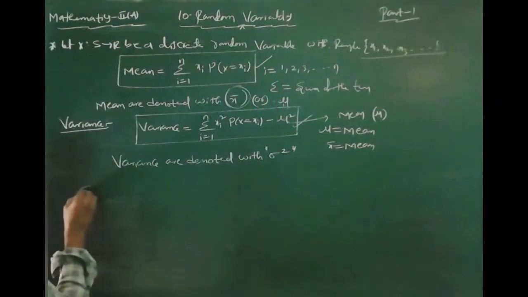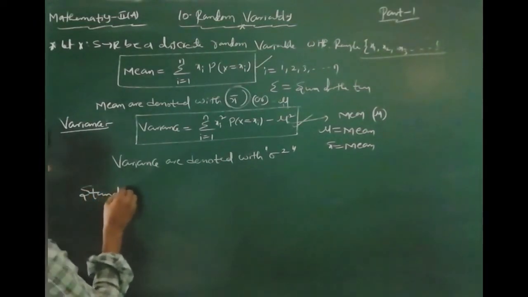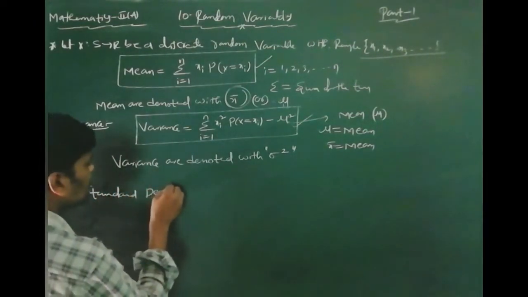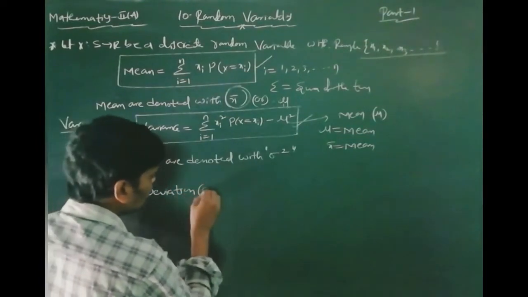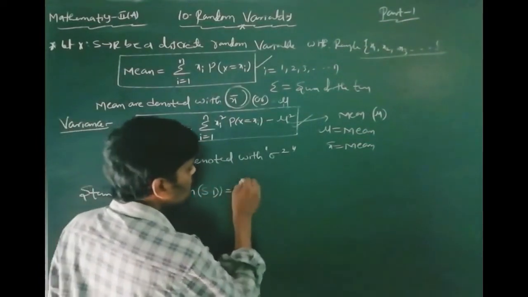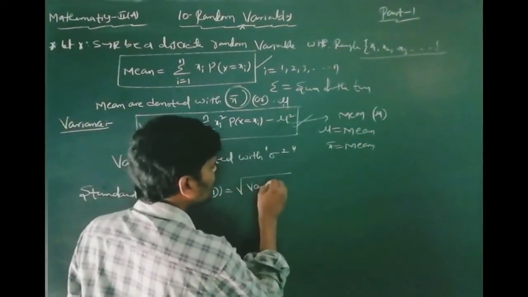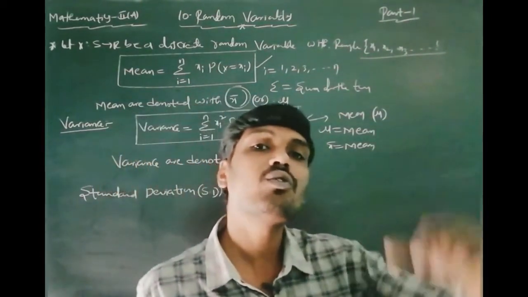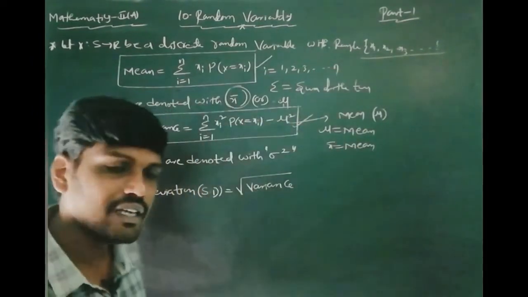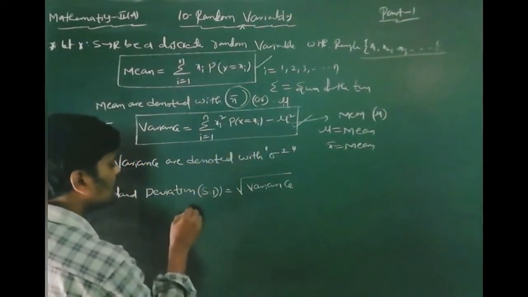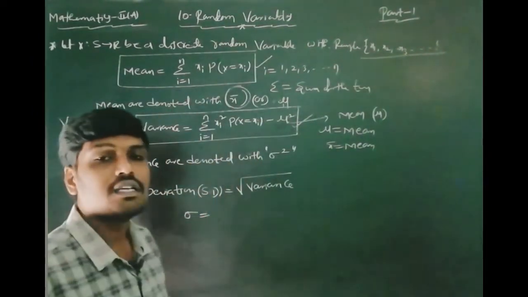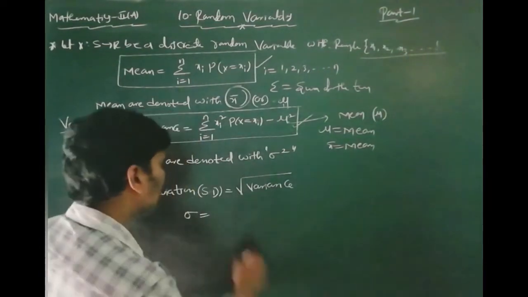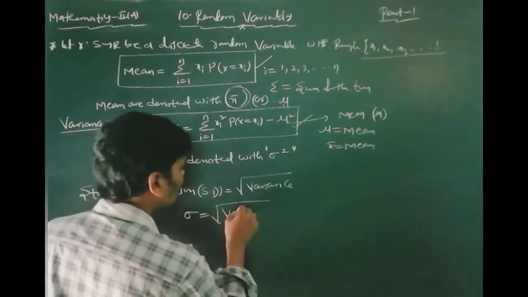Next, standard deviation. SD is equal to the square root of variance. What is the meaning of standard deviation? Standard deviation is nothing but the square root of variance. That is called standard deviation. Standard deviation is denoted with sigma. Sigma is equal to the square root of variance.